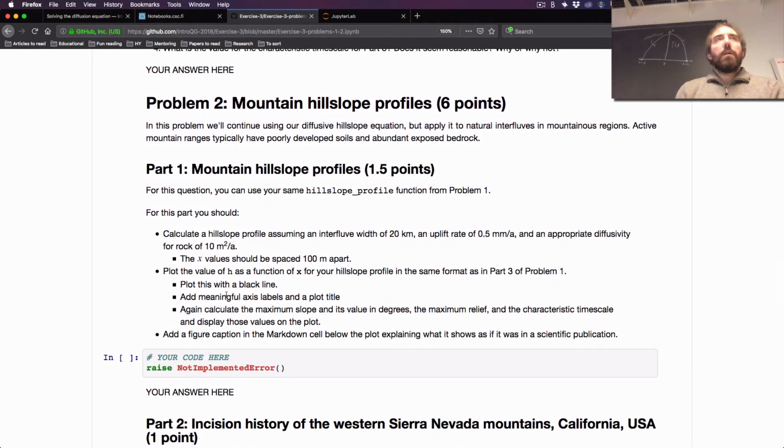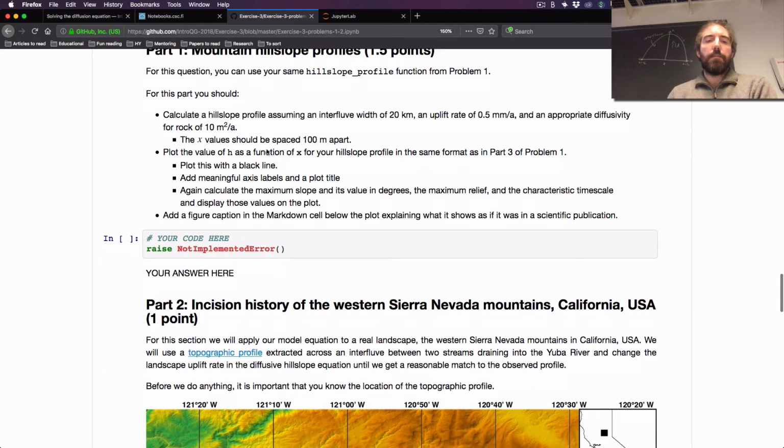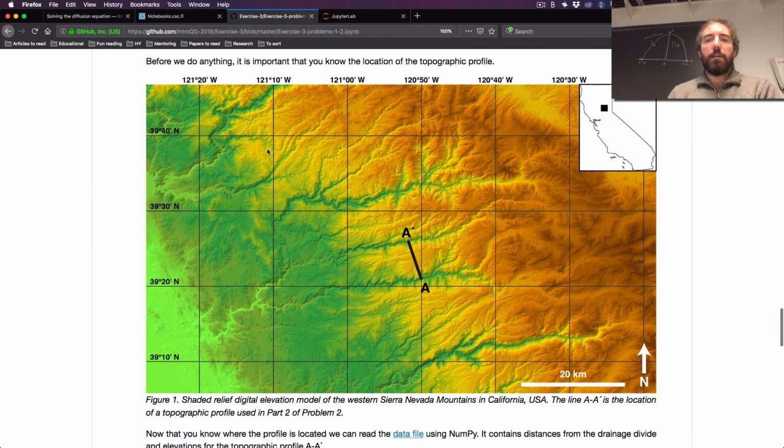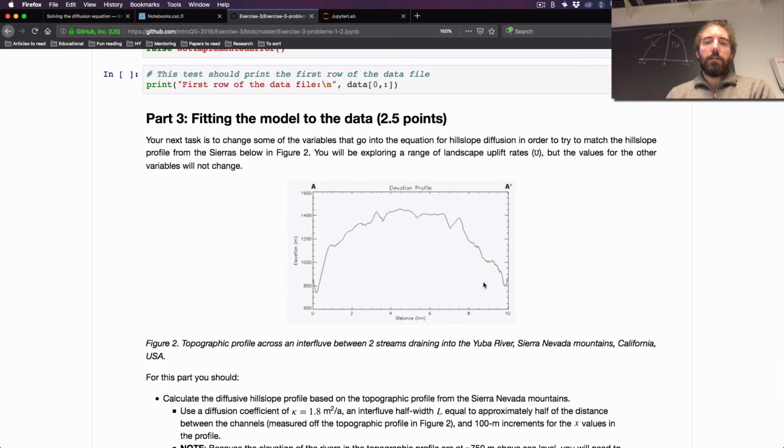For problem number 2, we're basically going to take what we did in problem 1 and apply it to kind of a natural system. So I'll go to a much bigger spatial scale. The first one, I think it's like 100 meters scale, and so that's not really comparable to the distance between rivers in nature. So we're going to go in part 1 of this to just looking at kind of a bigger system, and in part 2 we're going to go to the western part of the United States, to the Sierra Nevada mountains in California. And there we have this topographic profile between 2 rivers here, and that looks like this shape here.